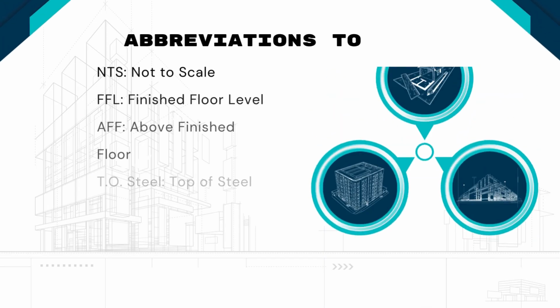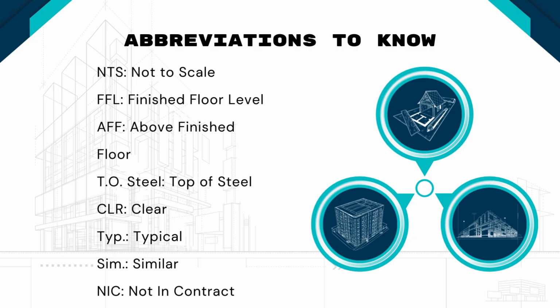So here are some key blueprint terms to know, and they'll come in abbreviations. So let's get familiar with those. NTS, for instance, means not to scale. So don't try to measure this. FFL means finished floor level. That is the elevation above sea level. T.O. Steel means top of steel. Now T.O. could also be top of wall or top of deck, could be top of anything.